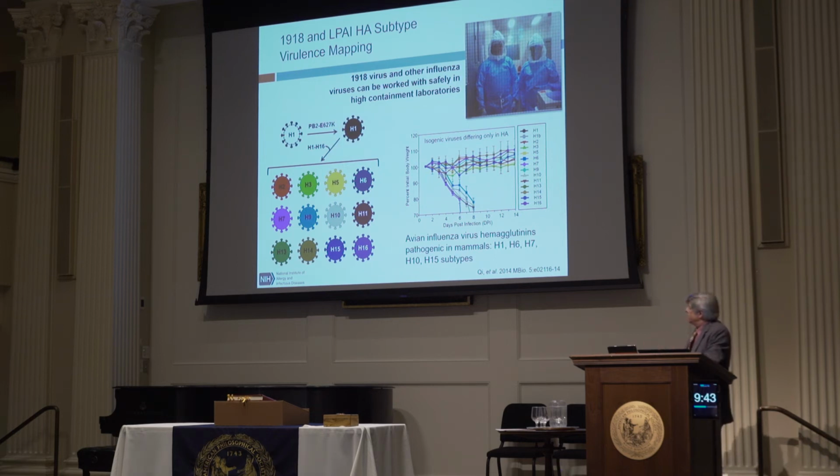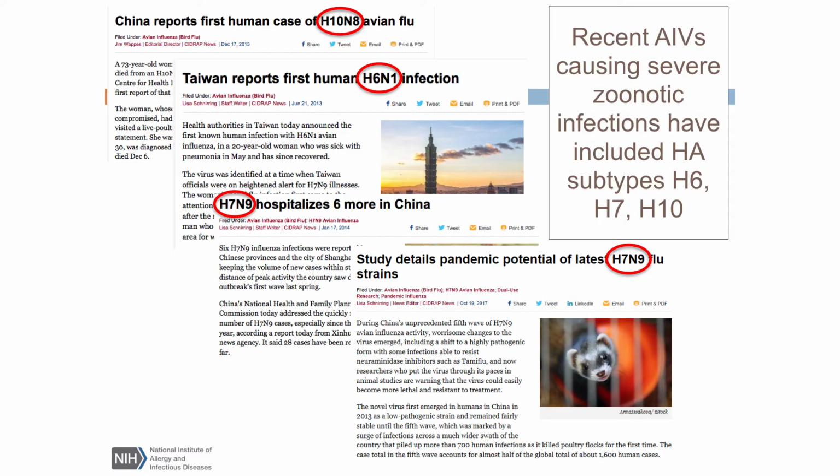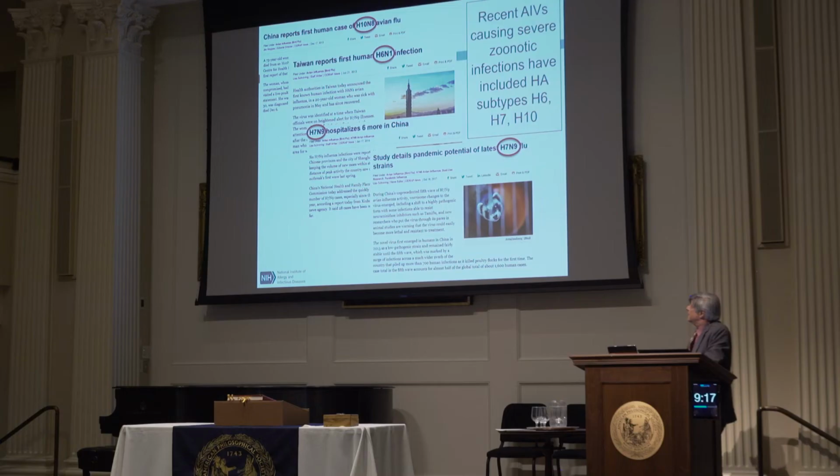All of them can grow in the lungs of animals, in this case mice, but mostly cause no disease. A subset of these 16, this is weight loss, when infected, the mice rapidly lose weight and die in about a week. And they're subtypes 1, 6, 7, 10, and 15. Stacy will talk more about this later. The thing that's scary about that is that viruses of those subtypes have caused human infections in the last decade: H10, H6, H7, and H7 is one that we particularly worry about.